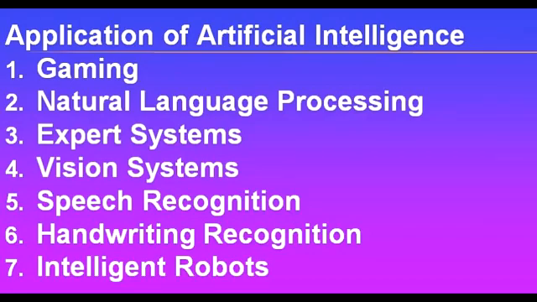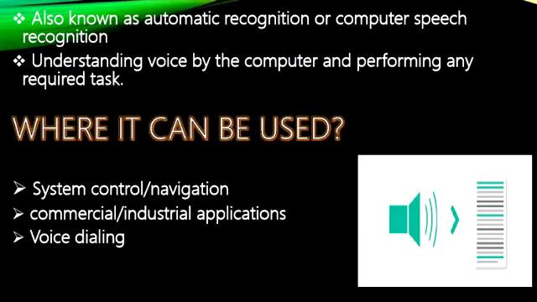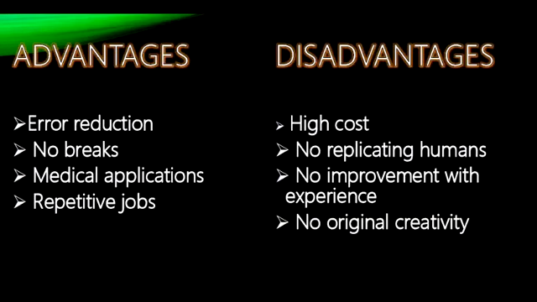In applications of artificial intelligence, there are several kinds. The first one is gaming, then natural language processing, expert systems, vision systems, speech recognition, handwriting recognition, and finally intelligent robots. There are advantages and disadvantages. Advantages are error reduction, no breaks in between, and repetitive jobs, whereas disadvantages are high cost, no replicating humans, no improvement with experience, and no original creativity.